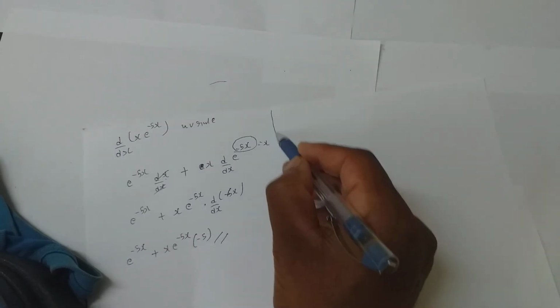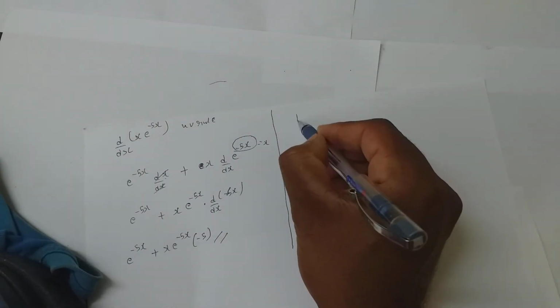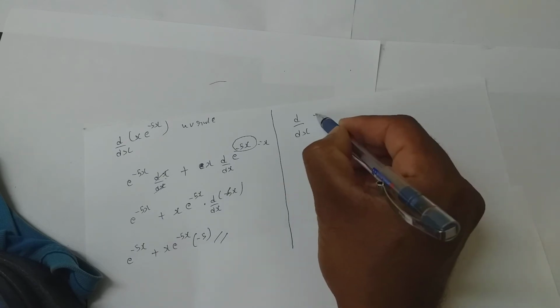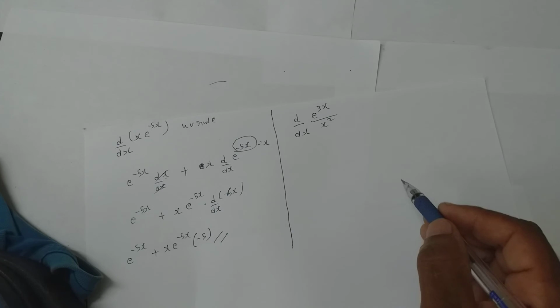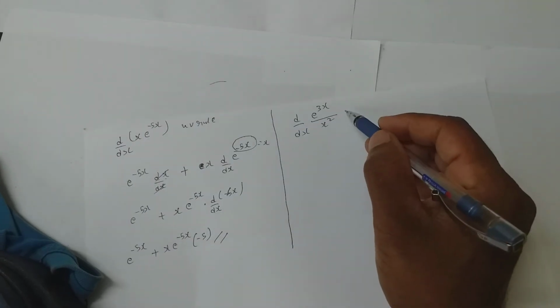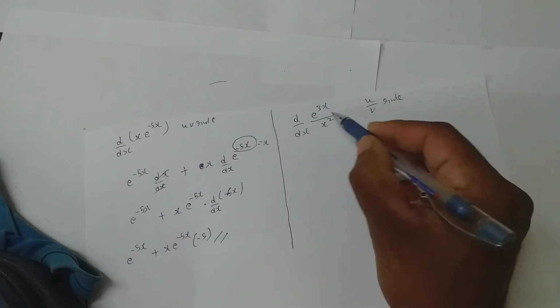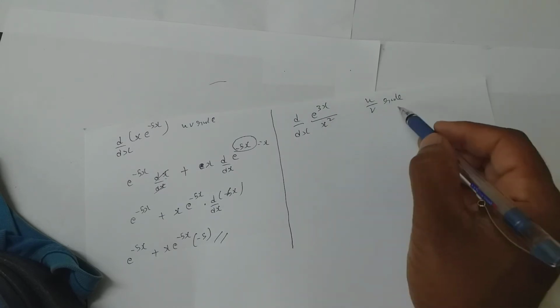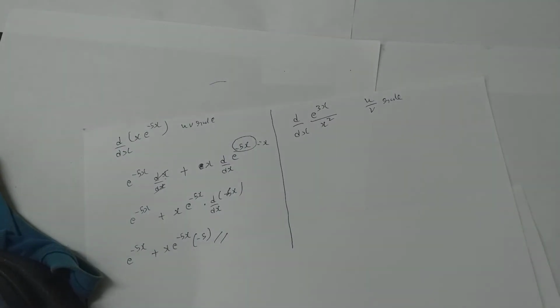Now, if the same thing is there, but this time u by v rule, let us say d by dx of e power 3x by x square. If you want to differentiate it, which rule do you need to apply? U by v rule, because it's a fraction. On fractions, u by v rule. On product, uv rule. Clear? Is it clearly understood?